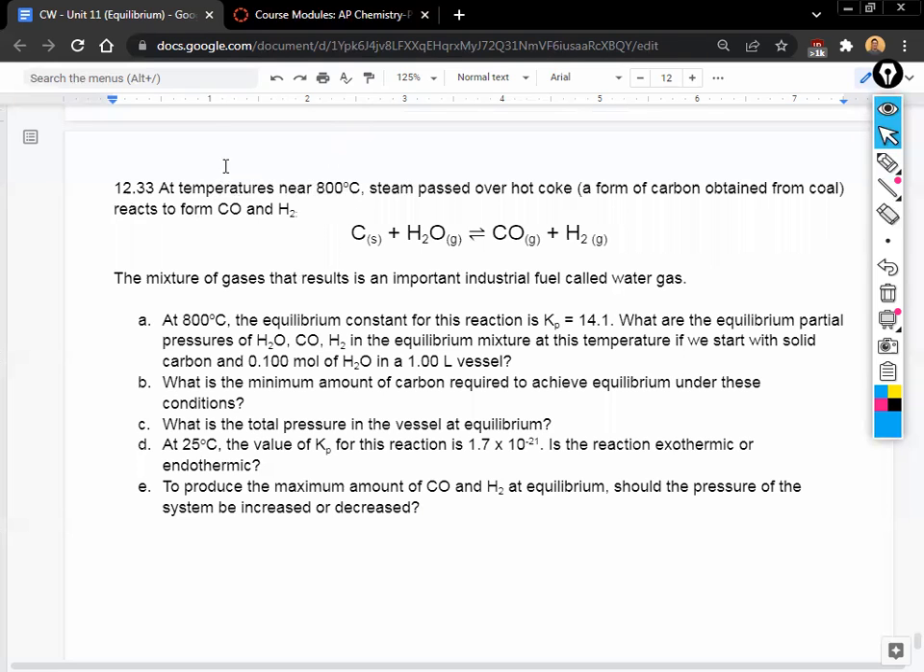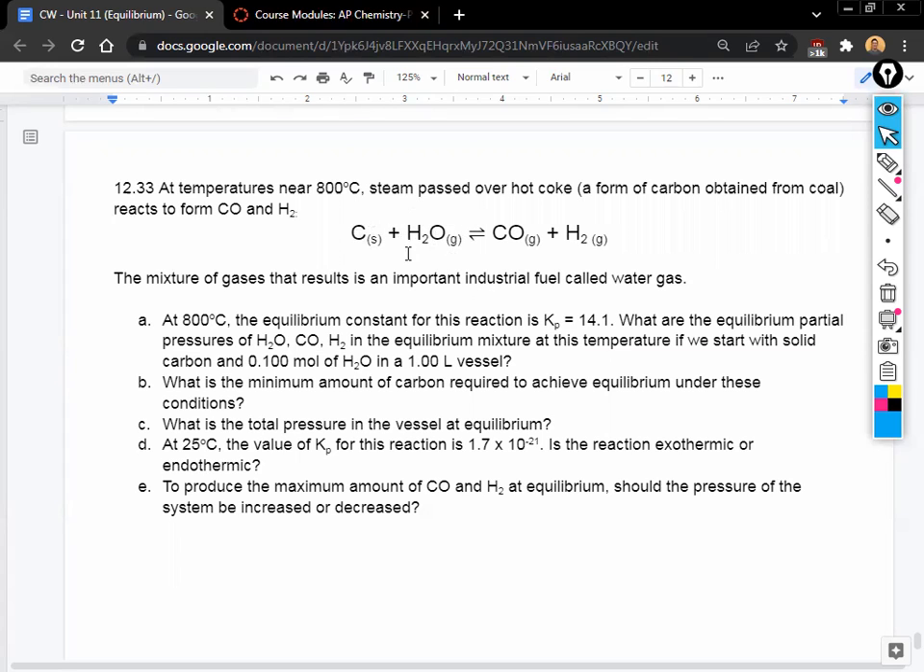So let's look at the scenario. At temperatures near 800 degrees Celsius, steam is passed over hot coke, not Coca-Cola, but a form of carbon obtained from coal, and that reacts to form carbon monoxide and hydrogen gas. So you have the reaction right here.